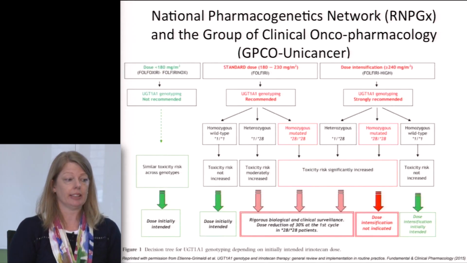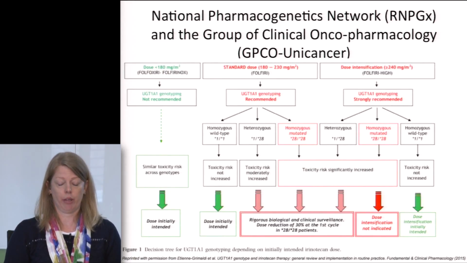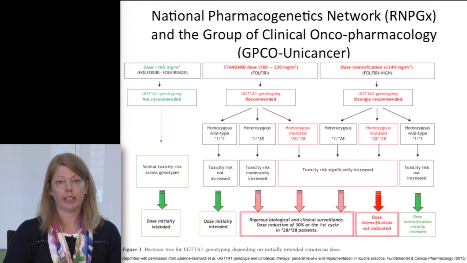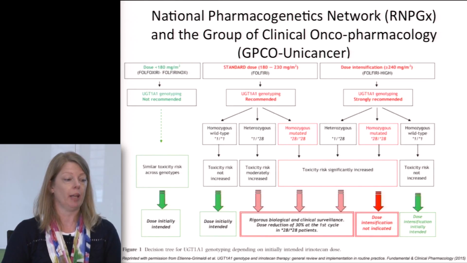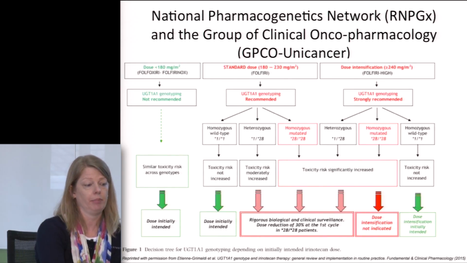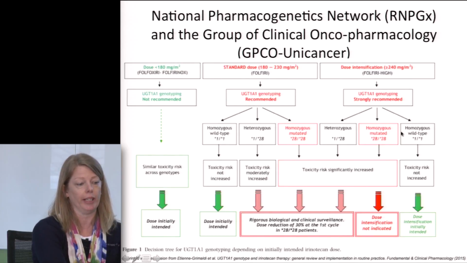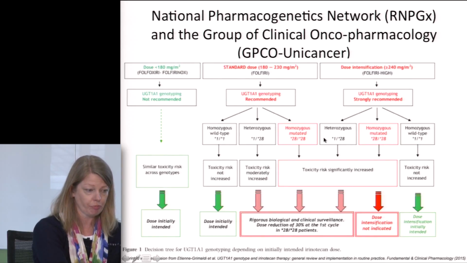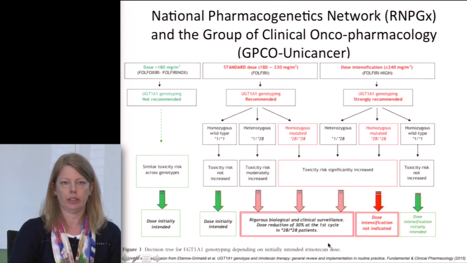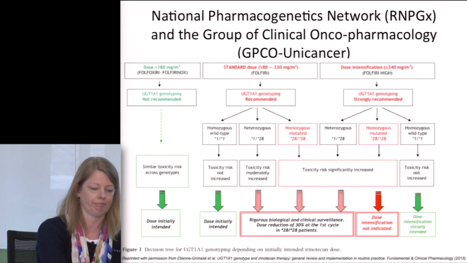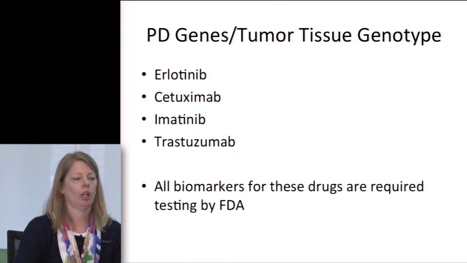There's a group in France who have come up with some much more detailed dosing recommendations for irinotecan and UGT1A1 genotype, but it basically boils down to the same thing. They have a nice diagram that steps you through it, what happens if you're homozygous wild type all the way to homozygous for star 28, but in the end, the same thing is recommended, that you decrease the starting dose for those who are homozygous for star 28.